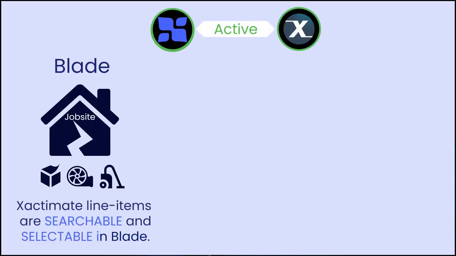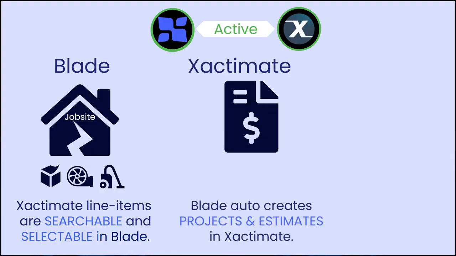Okay, so Xactimate line items are searchable and selectable in the desktop and mobile app to record work performed at the job site. In addition, Blade can create projects in Xactimate using Blade data. That means the data entered by your technicians to record work performed at the job site is instantly transformed into an Xactimate project with a fully priced estimate.